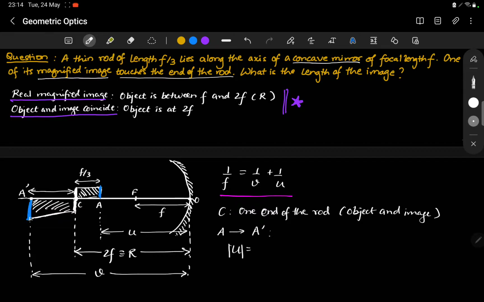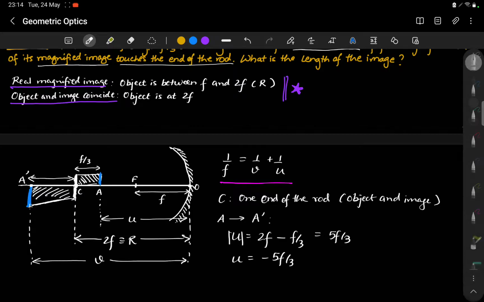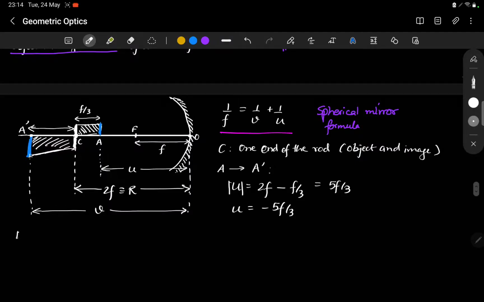So magnitude of U in our case is 2f minus f by 3. So U is this length and this is 2f minus the length of the rod, which is f by 3. So this is 5f by 3, and from the sign convention, u is minus 5f by 3. So plugging this u in this mirror formula, the spherical mirror formula, we get the following.